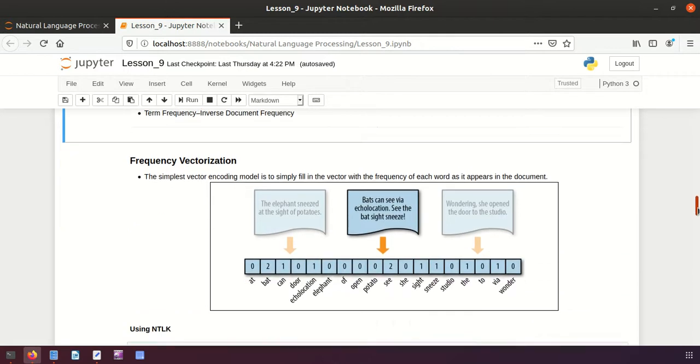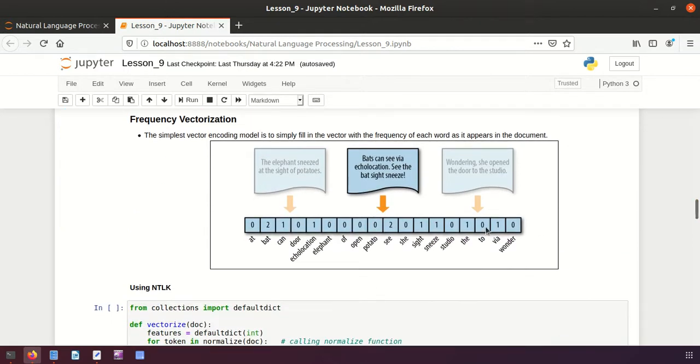Now let's see frequency vectorization one by one. As we said, here you see the example: "at" is not there, so it is 0, but "but" is repeated 2 times, so it is 2. How many times does it occur, right? The simplest vector encoding model is to simply fill in the vector with the frequency of each word, how many times a word is repeated. So here it is saying "but" is repeated 2 times, "can" is repeated once, and "C" is repeated 2 times. This is called frequency vectorization.